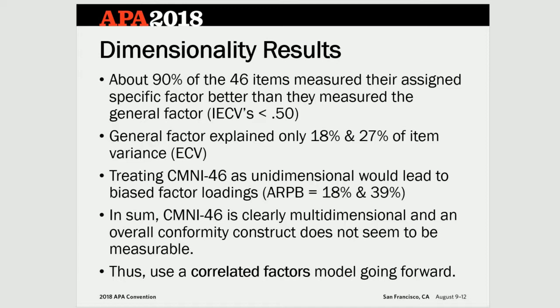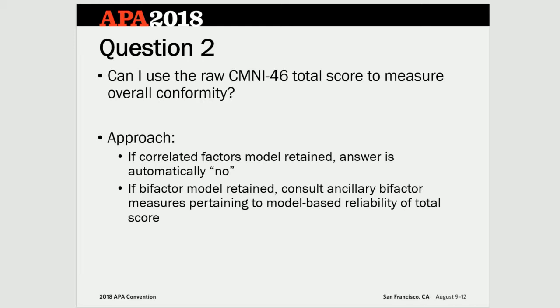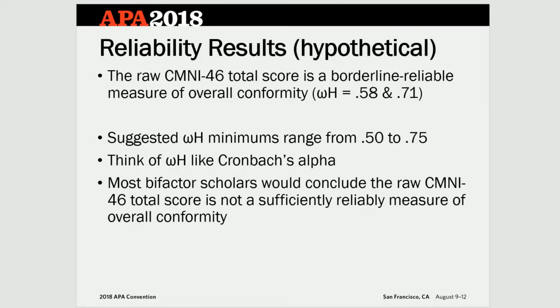That's what we determined. Question number 2, can I use the raw CMNI 46 total score to measure overall conformity? Now, if a correlated factors model is retained, which is what we had in this case, the answer is automatically no. But let's pretend the bifactor model was the one we retained. In that case, we'd consult ancillary bifactor measures pertaining to model-based reliability of that total score. And we went ahead and did that just to be exploratory.